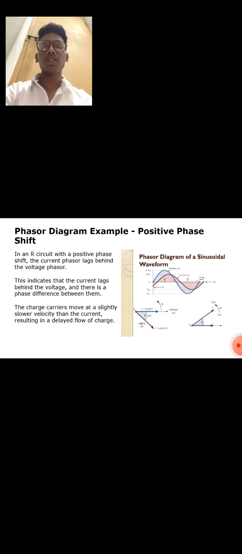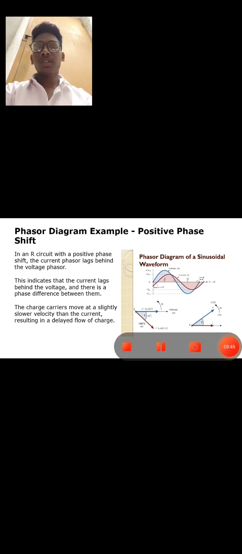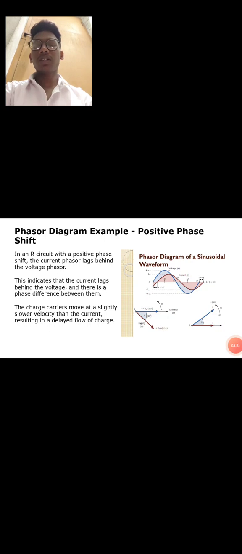Phasor diagram example: positive phase shift. In an R circuit with a positive phase shift, the current phasor lags behind the voltage phasor, indicating that the current is lagging behind the voltage and there is a phase difference between them. The charge carriers move slower than the voltage, so the current is delayed in flowing the charge.